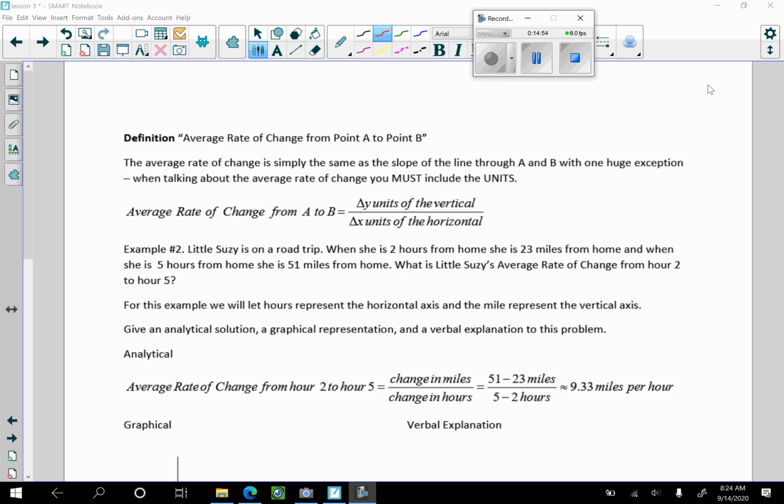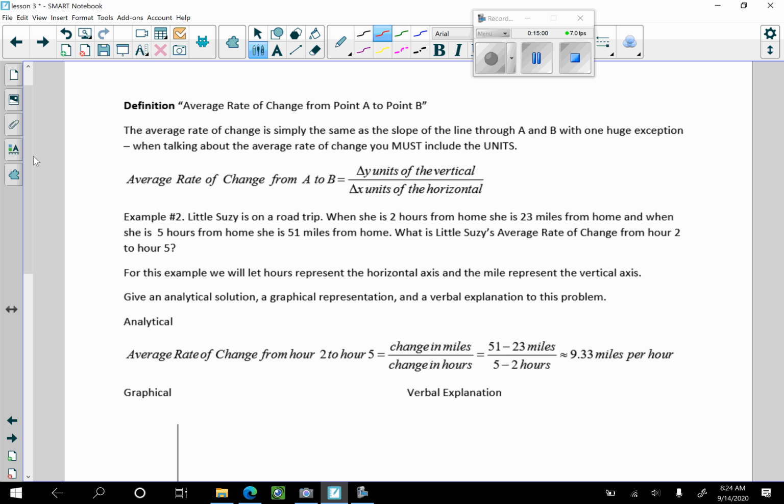This is what's going to be new for everybody, this verbal explanation of the average rate of change. I think we did a few of these problems in Algebra 2 last year. I'm not sure where I had you verbally describe, but we're going to be very, very specific in this verbal explanation of the average rates of change because it's so prevalent in the study of calculus. The average rate of change from point A to point B is simply the slope of the line through AB, with one huge exception. When talking about average rate of change, you must include the units. You must include the units.